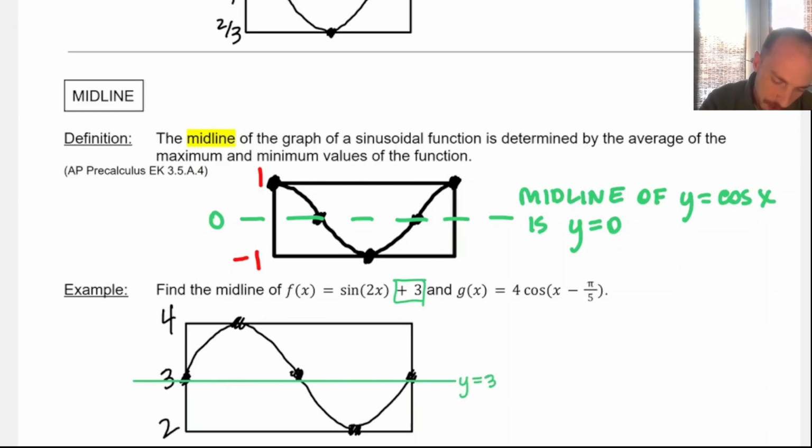Now, for the graph of g of x equals 4 times the cosine of x minus pi over 5, I've subtracted pi over 5 on the inside, and that's going to be a horizontal translation. And this one has no vertical translation, so I know that the midline hasn't shifted at all. So it has the same midline as the graph of y equals cosine of regular x, and so that's going to have midline y equals 0.